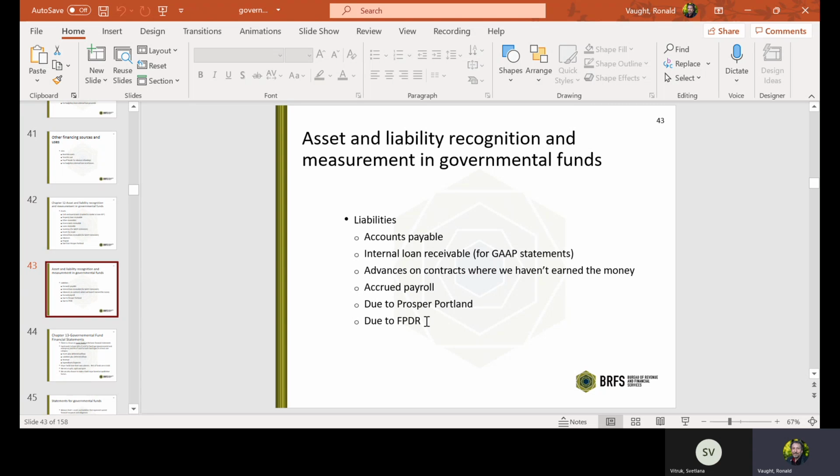So in the day-to-day operations, we record the tax receivable associated with FPD&R, but technically that receivable belongs to the general fund. So one of the things that we're doing in general fund, when we're setting up the GAAP basis statements for general fund, not the budgetary ones, we add that receivable that is on FPD&R books, and then set up a due to FPD&R.